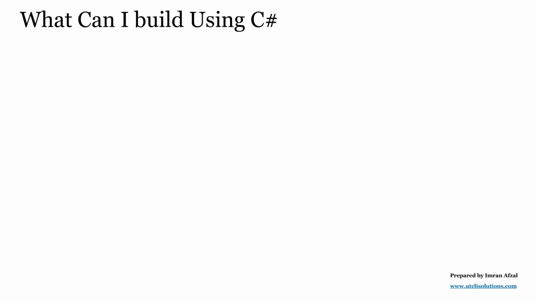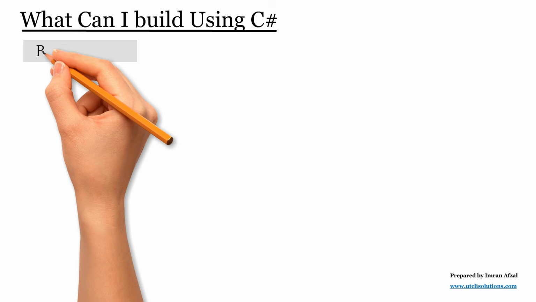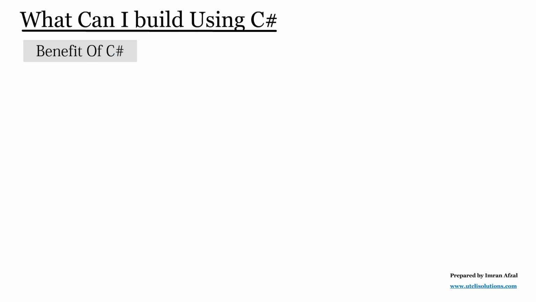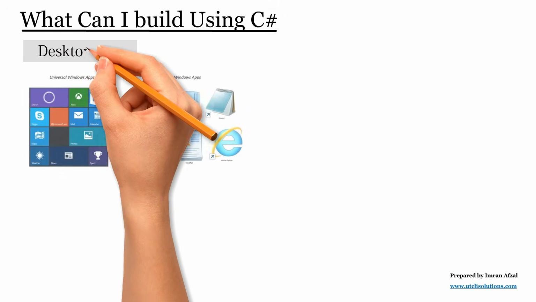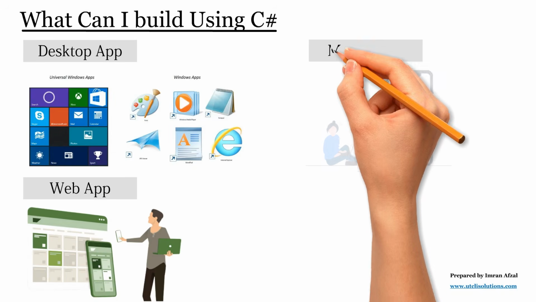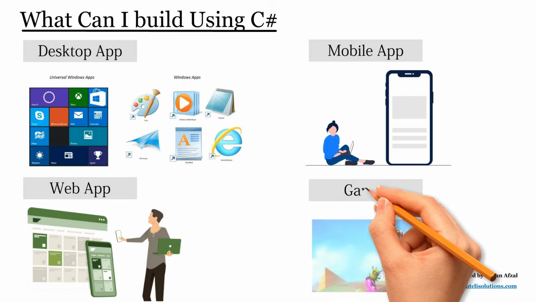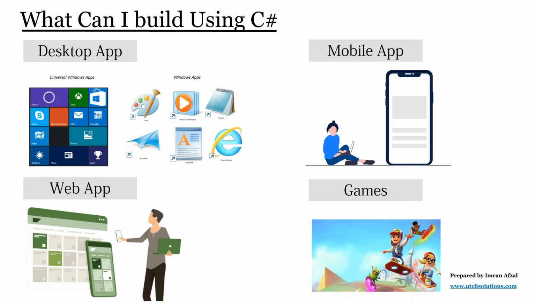In this lecture, we will explore what can be built using the C Sharp programming language. So as we discussed in the previous lecture, the main benefit of C Sharp is its versatility because it allows developers to build a wide range of applications from desktop software to web applications, mobile apps, and even games, all within a single language and ecosystem, remember?